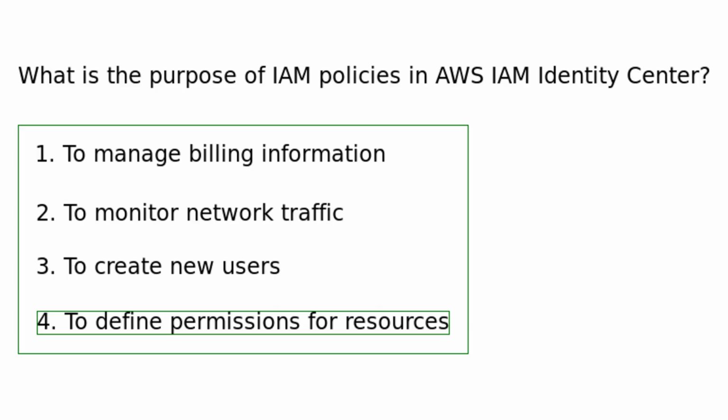IAM policies in AWS Identity Center are used to define permissions for resources, specifying what actions a user, group, or role can perform on specific resources.